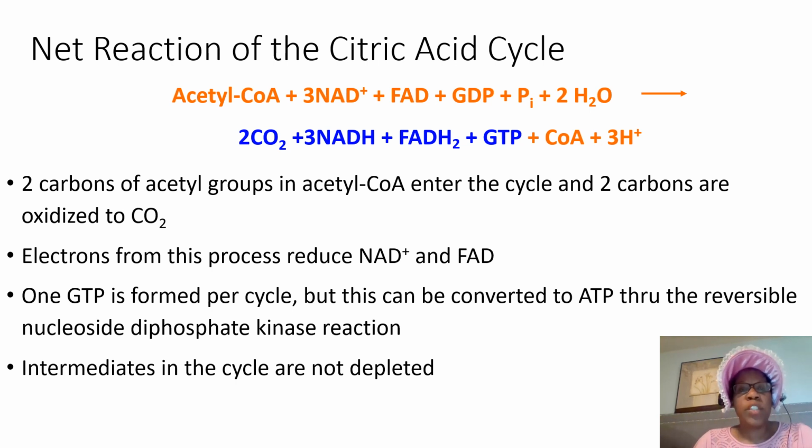2 carbons of each acetyl group in acetyl-CoA enter the cycle, and 2 carbons are oxidized to CO2. They're not the same carbons from acetyl-CoA, but 2 are oxidized to CO2. Electrons from this process reduce NAD plus and FAD. 1 GTP is formed per cycle. And that relates to energy as ATP through the reversible nucleoside diphosphate kinase reaction. And intermediates in the cycle are not depleted.